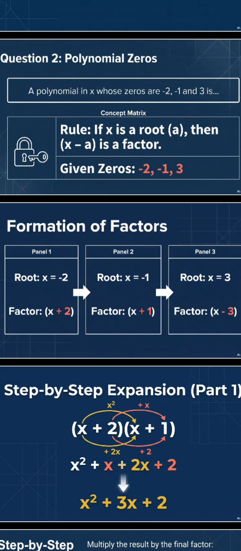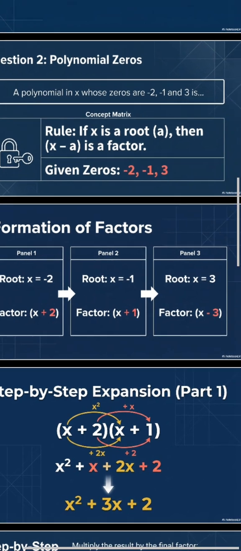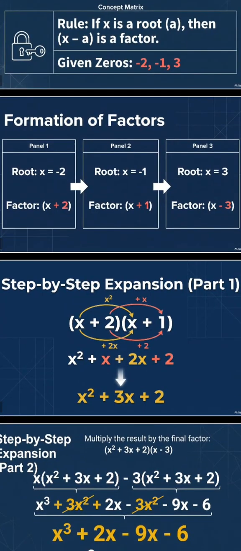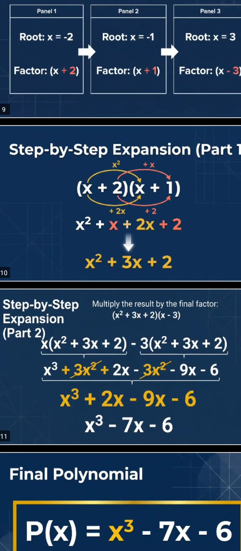Then making it an equation individually, we have x plus 2 is equal to 0, x plus 1 is equal to 0, and x minus 3 is equal to 0. Multiplying the 3 factors together to give us the polynomial, we can do it one after the other. Let's first multiply the first two, that is x plus 2 and x plus 1. Expanding that gives us x squared plus 3x plus 2. Then you expand that along with the third factor, which is x minus 3.